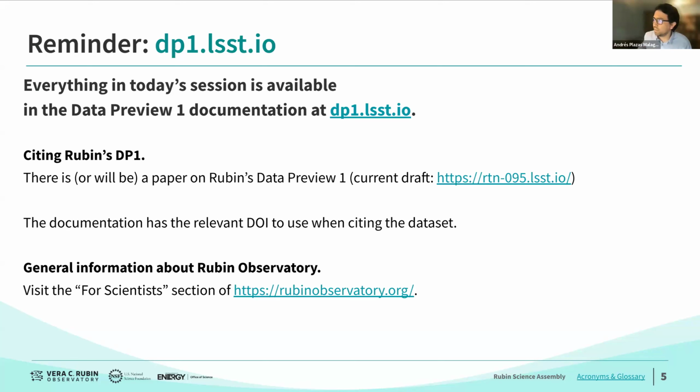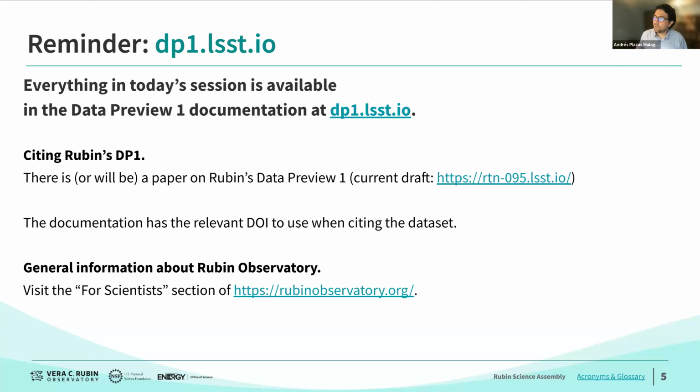This is a technical note. It's called Rubin Technical Note 95. This technical note has a DOI that you can use to cite it. And also every data set, the instrument, the LSSTCam, they all have DOIs, so please use them when citing, like digital object identifiers.